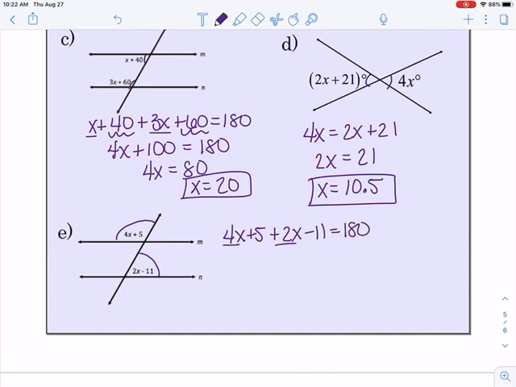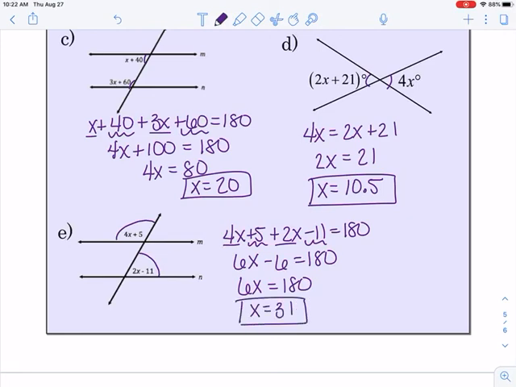Again, same side of the equal sign. We're just doing what the problem tells us to do. 4x plus 2x is 6x. Positive 5 minus 11 is going to be a negative 6. So I'll have 6x minus 6 equals 180. I'll add 6 to both sides. So I'm going to have 6x equals 180 and divide both sides by 6. And x should give me an answer of 31.